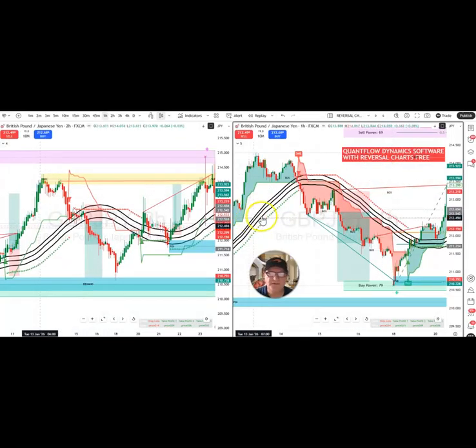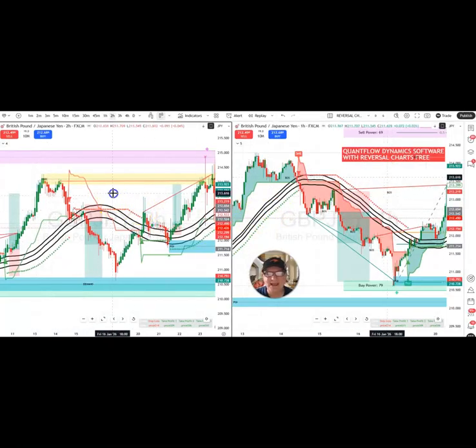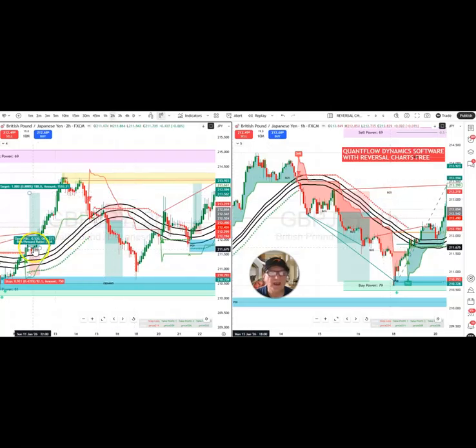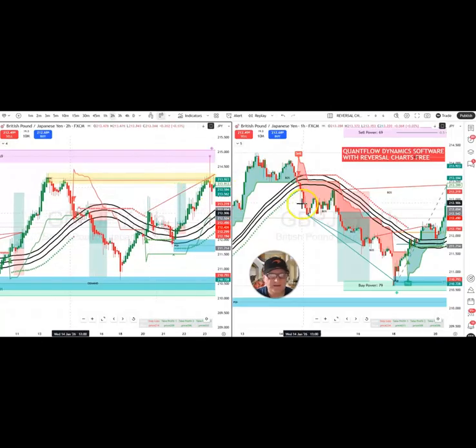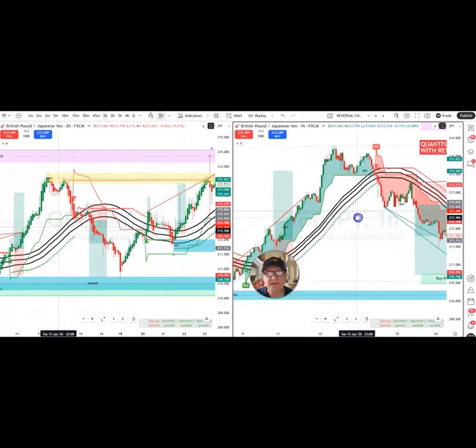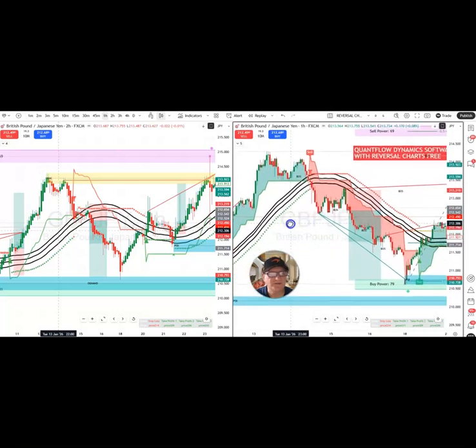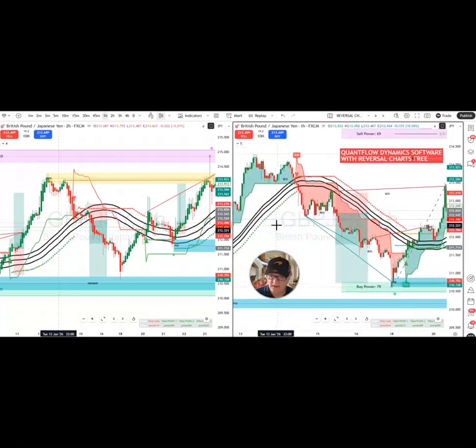So the 50-day moving average acts as support or it acts as resistance. So once the price moves below the 50, then it's weak. Once it moves above the 50, then it's strong. That's the first thing that we talk about over and over again for many, many years.